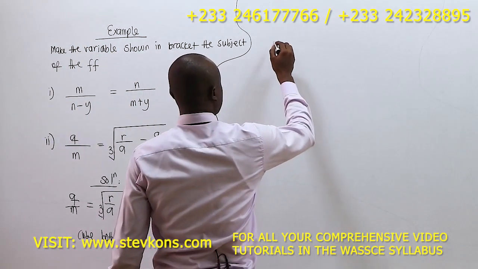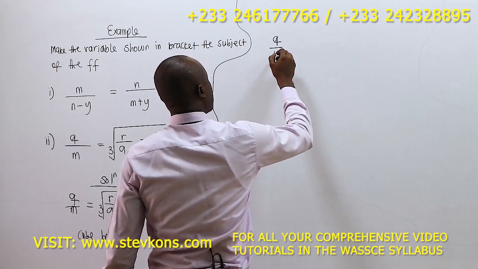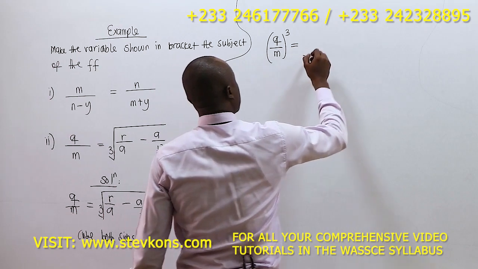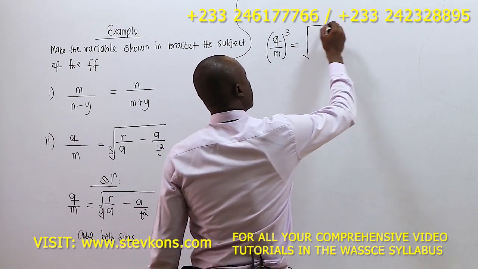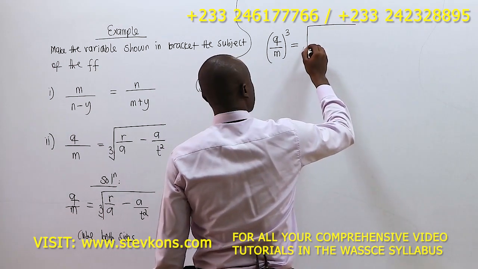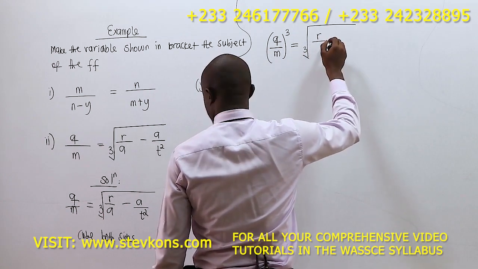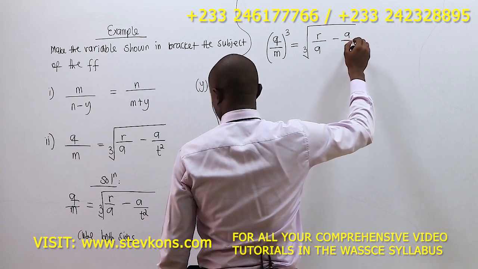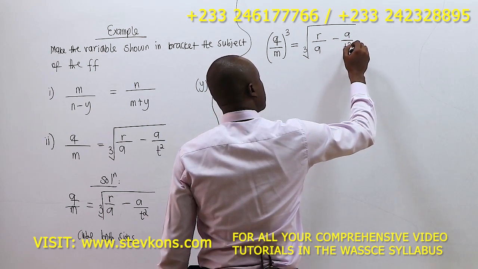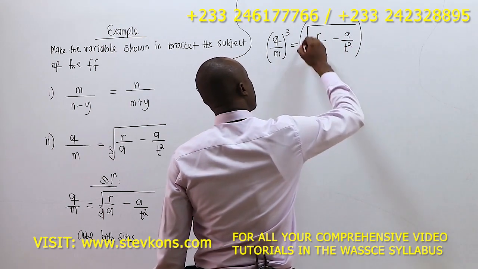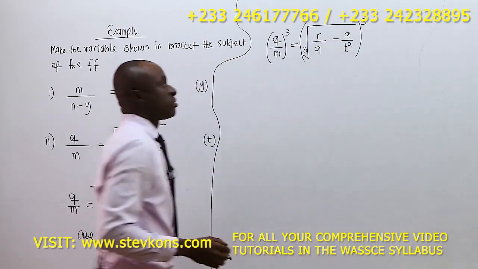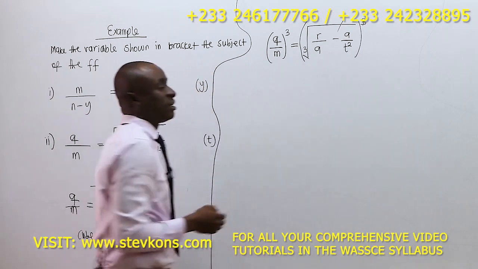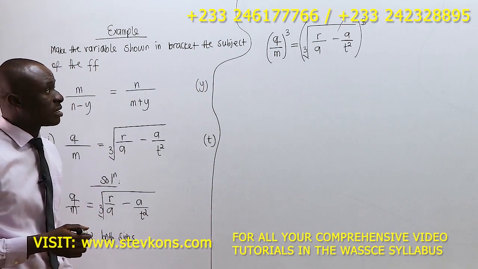So we have (q over m) all to the power 3 equal to (r over a minus a over t squared) all to the power 3. Now let's see, this is cancelling out that. The cube is cancelling the cube root.